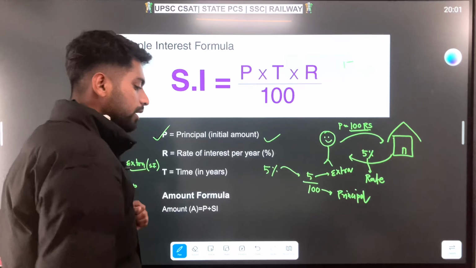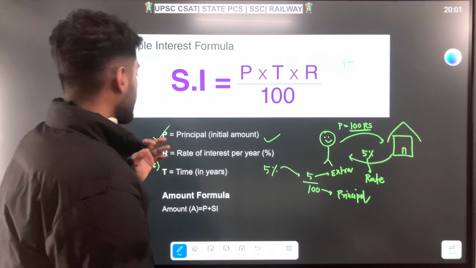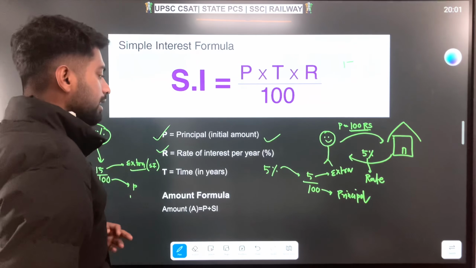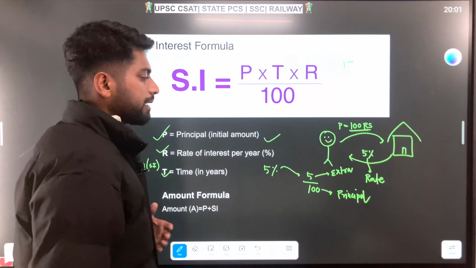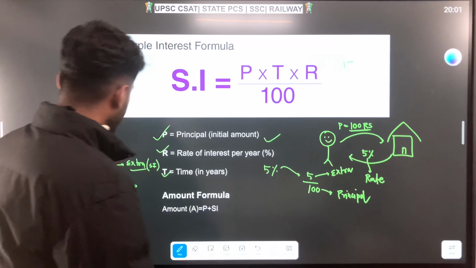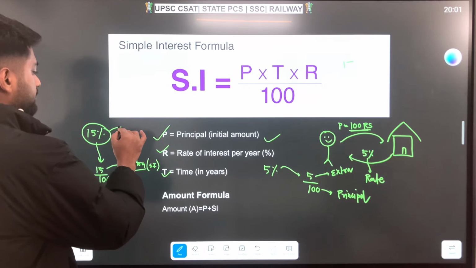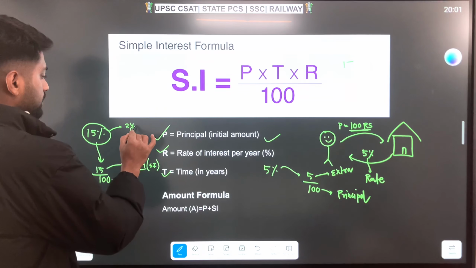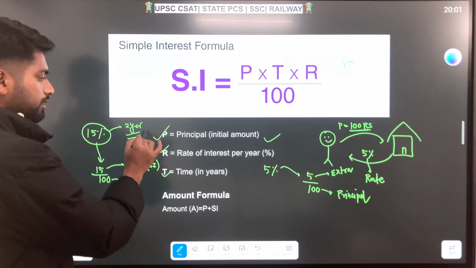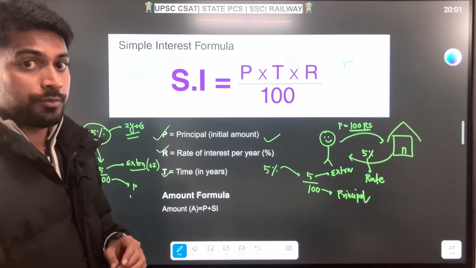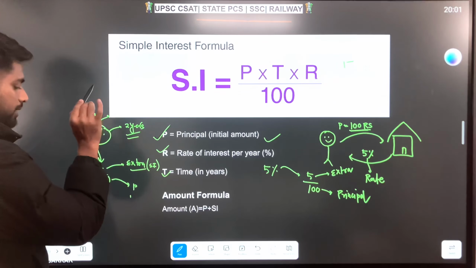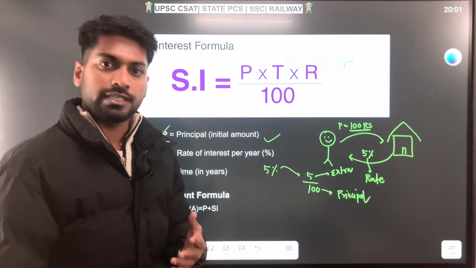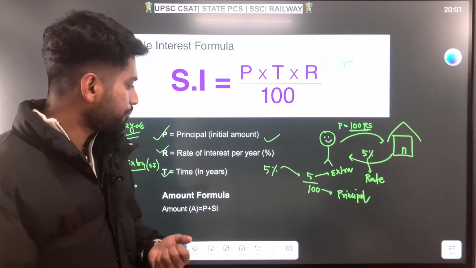So this is your rate of interest. Principal is the money I'm borrowing or the money I'm lending. Rate is understood, rate of interest per year. Now time, for how many years I'm taking the money. Suppose 15% is the rate and I'm taking money for 2 years. So this will be your T, 2 years. After 2 years you have to pay 30 rupees. Why? 15 rupees for 1 year and again 15 rupees for the second year. So 15 plus 15, 30. That will be your simple interest.